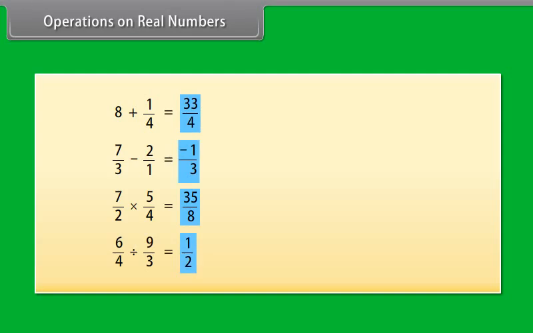Operations on real numbers. Can you tell what we get if we add, subtract, multiply or divide two rational numbers? We will get a rational number. But if we add, subtract, multiply or divide irrational numbers, the number we get is not always irrational. Now think, what do we get if we add or multiply a rational number with an irrational number? The answer we get is an irrational number. Let us go through some examples now.